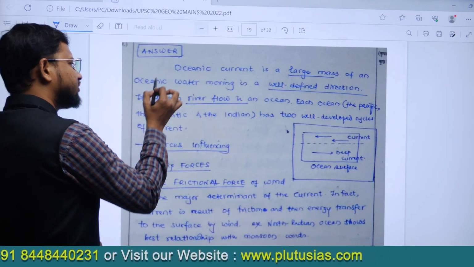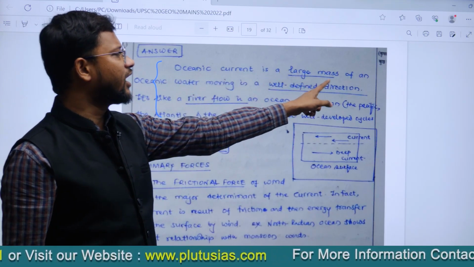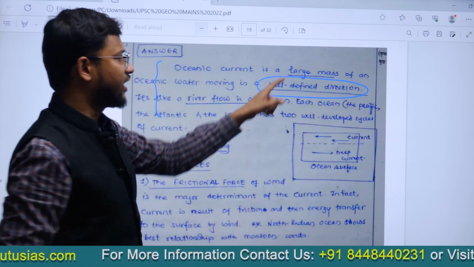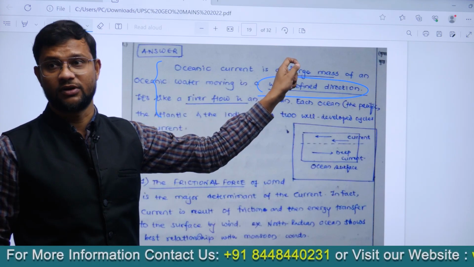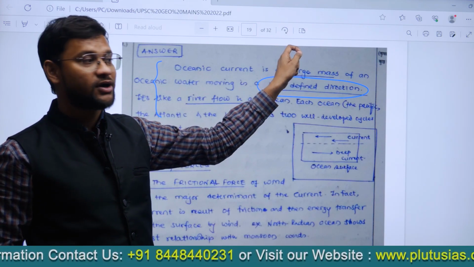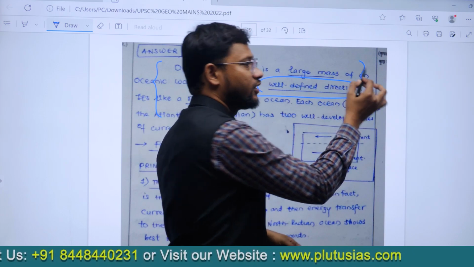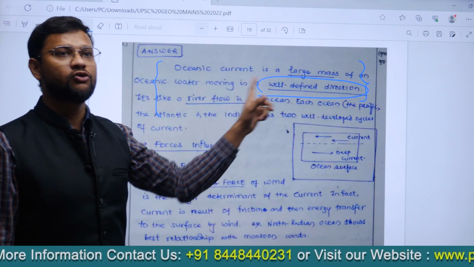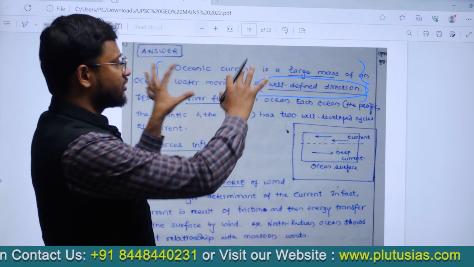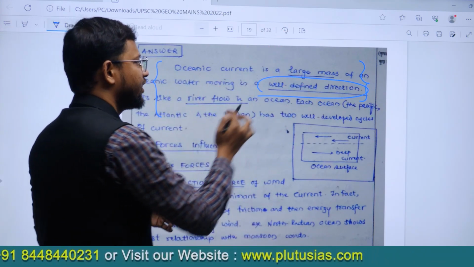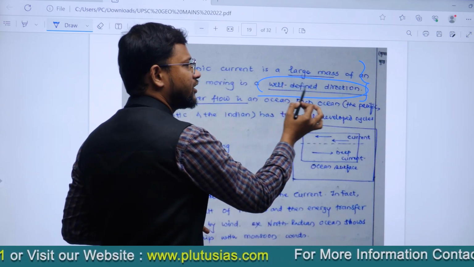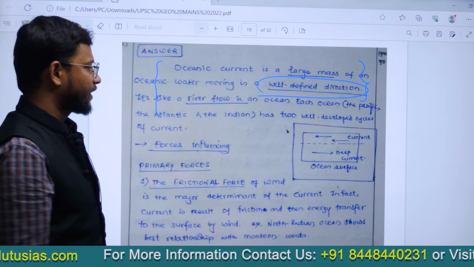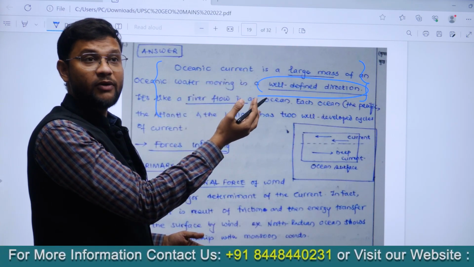Look, as I told you, the definition: an oceanic current is a large mass of oceanic water moving in a well-defined direction. I have highlighted the respective keywords as well. Those keywords which are important carry the meaning of this whole statement. You are supposed to highlight them. The significance of highlighting is that it is a large mass of ocean water in a well-defined direction, so that it gives you the best interest. It will help the evaluator as well.